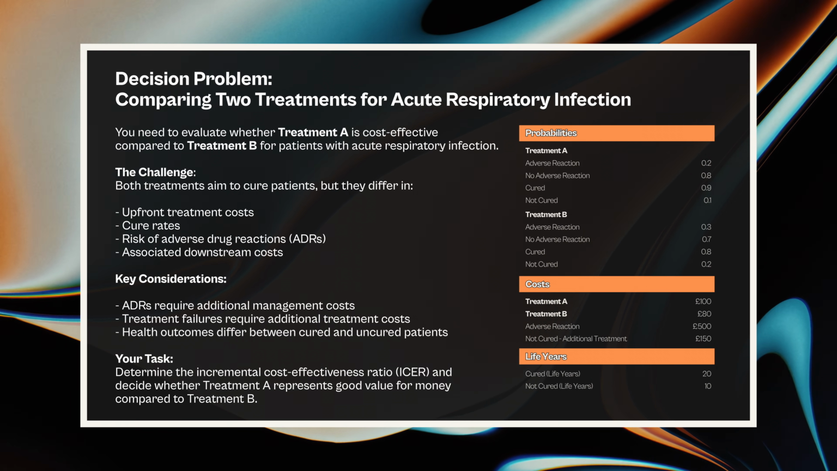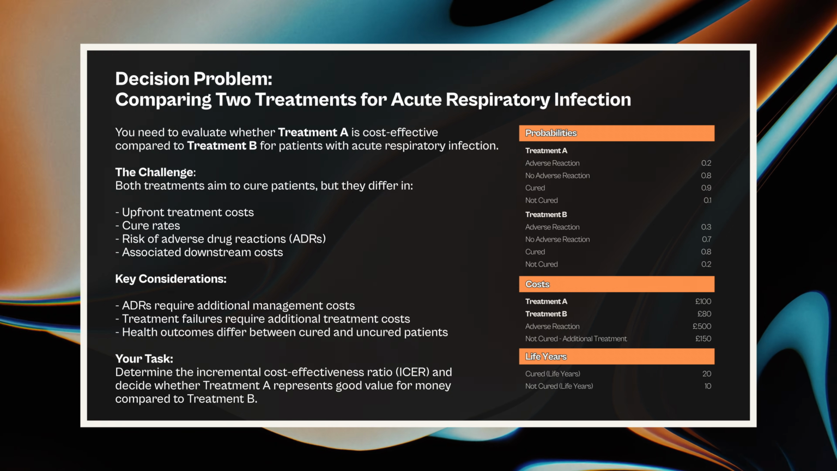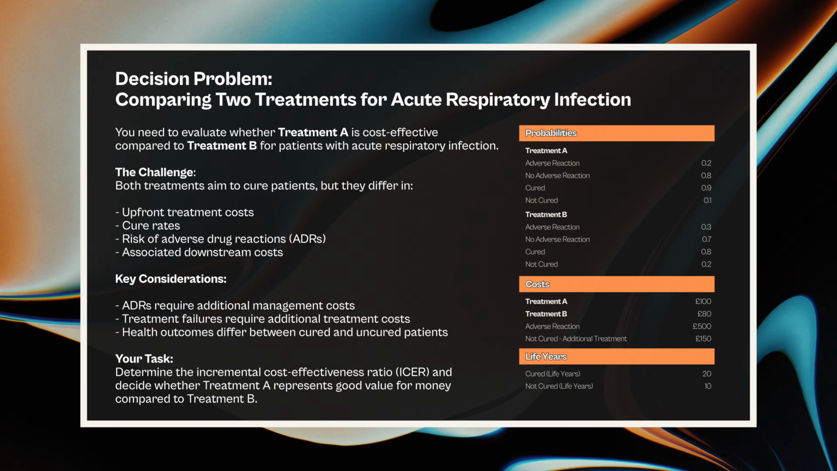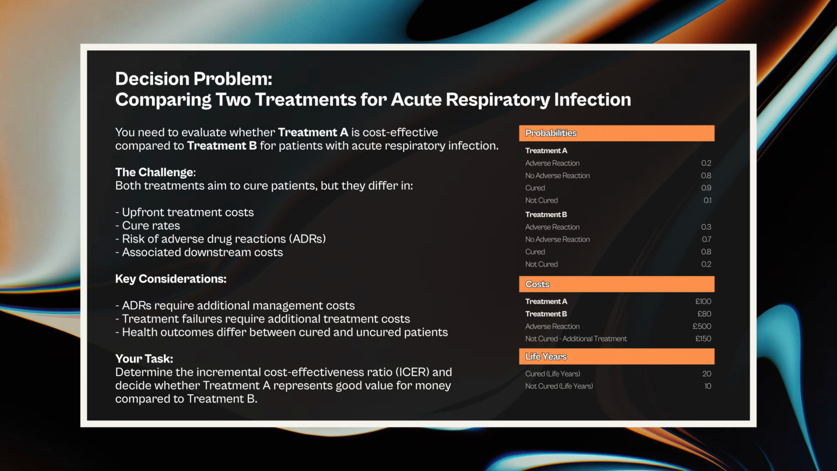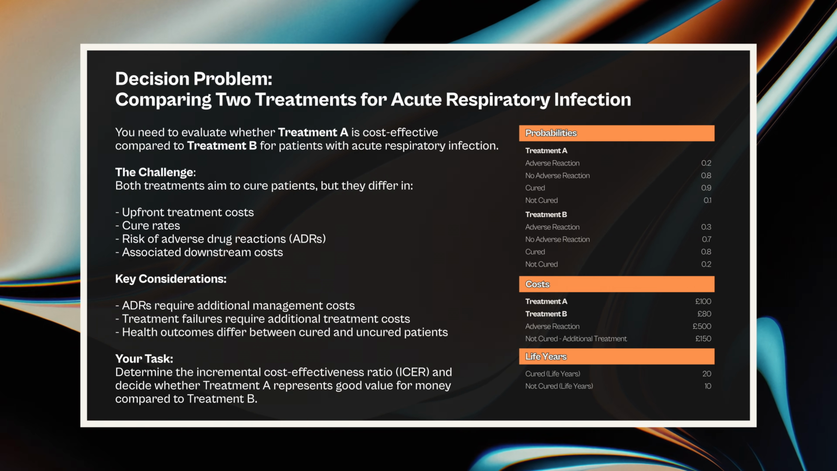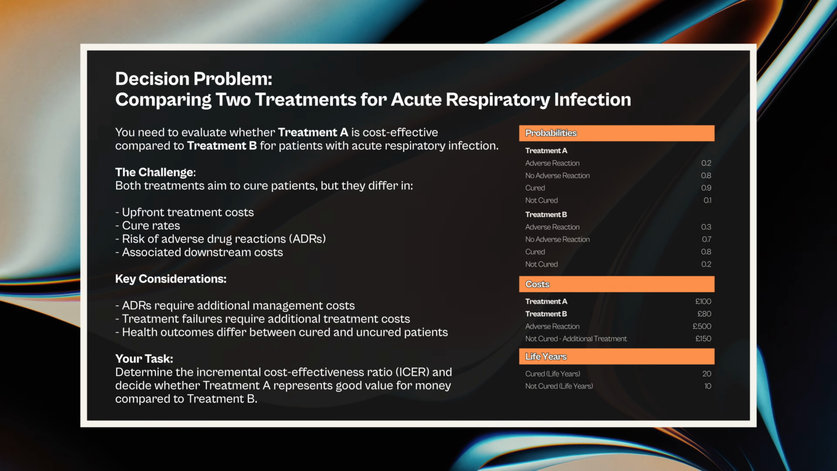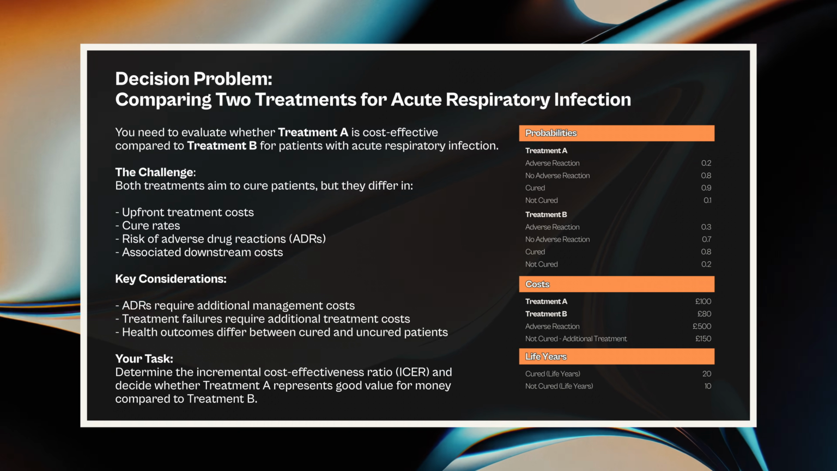From these numbers, we can already tell that treatment A has a better clinical profile than treatment B, but is it also cost effective? Before I show you the solution, feel free to pause here and think about how you'd structure this problem. What's the ICER? Would you recommend treatment A?